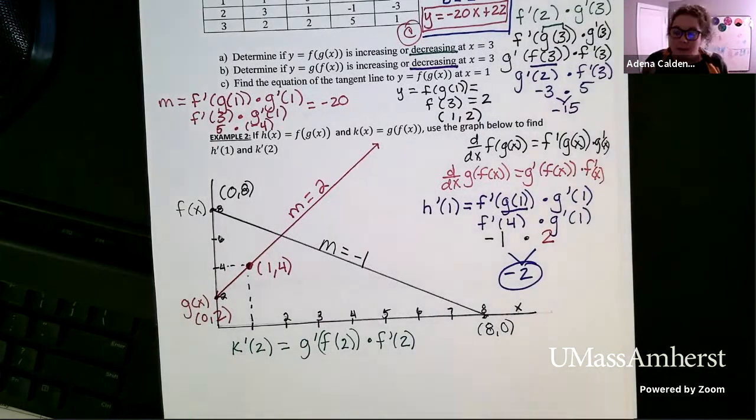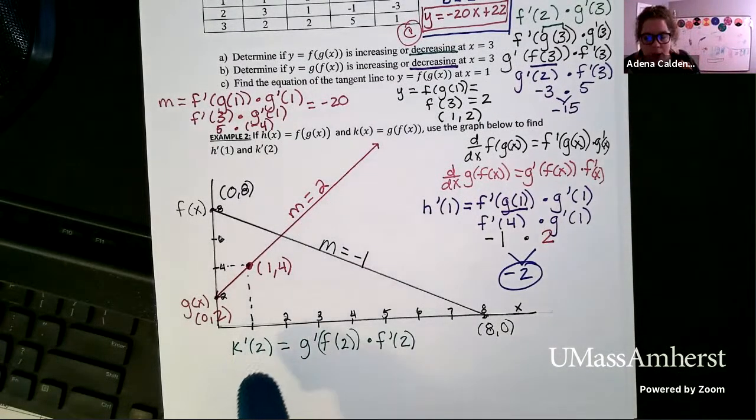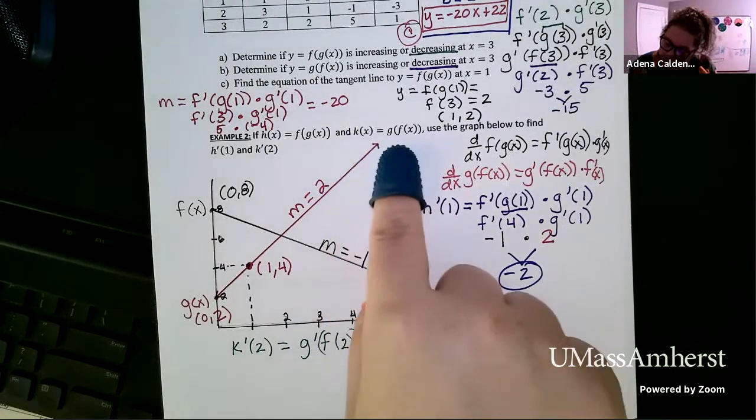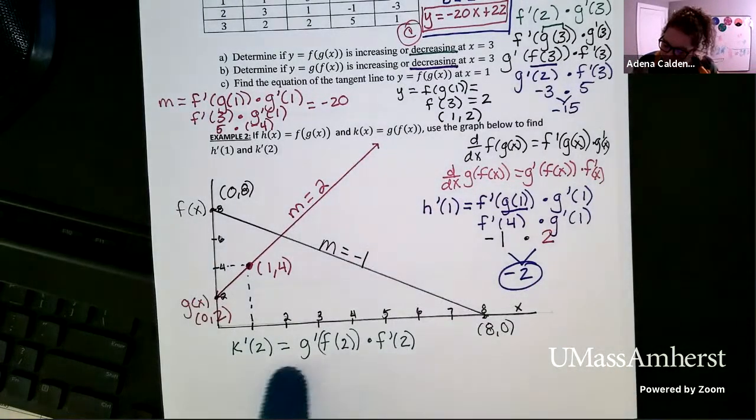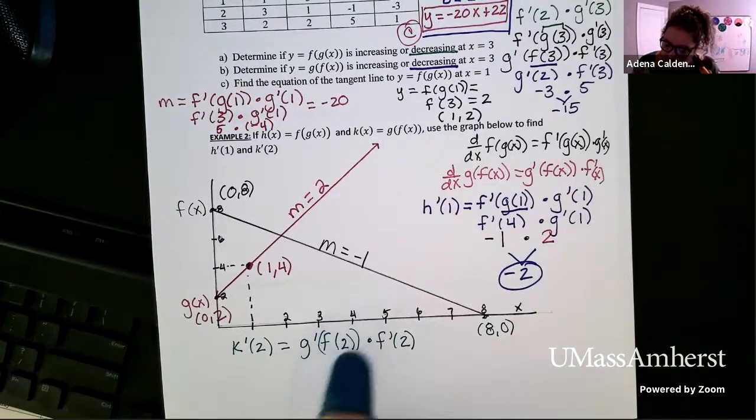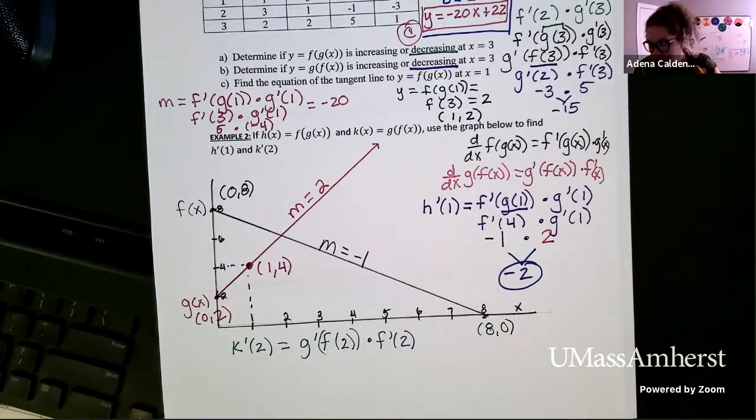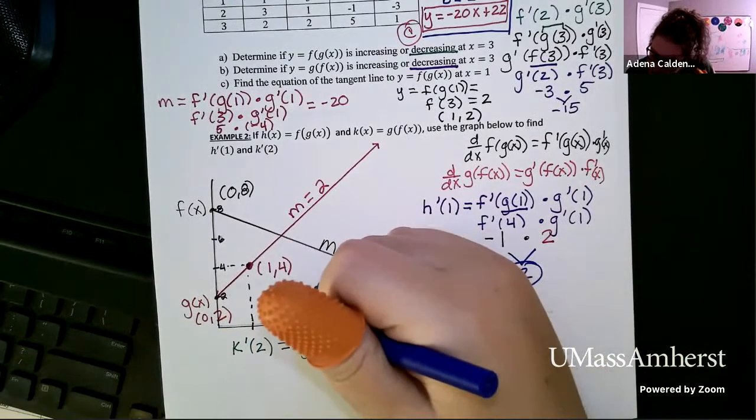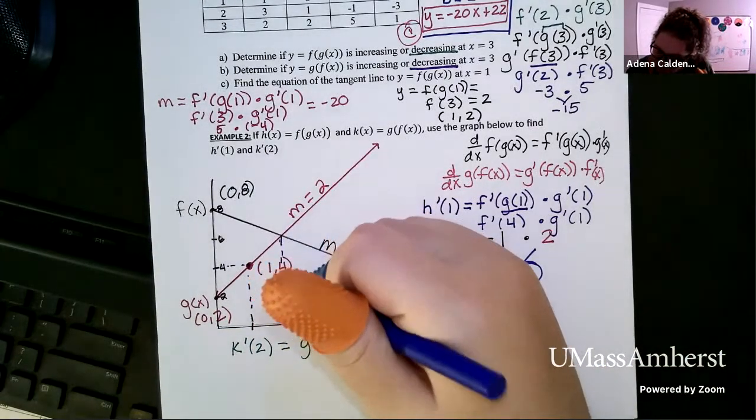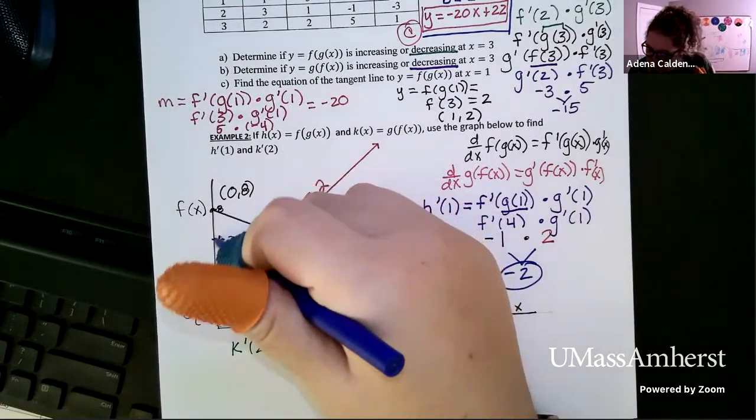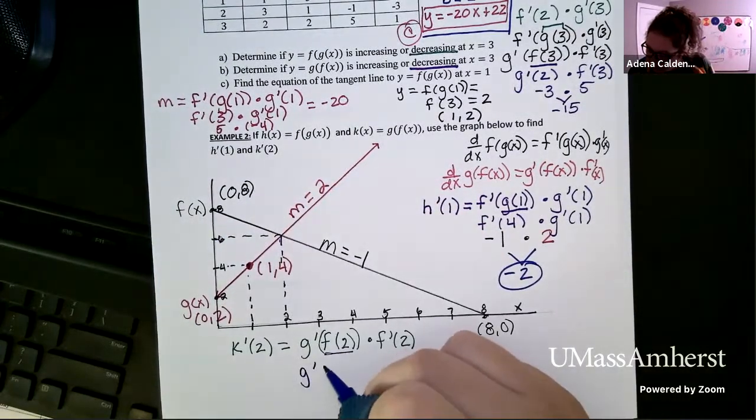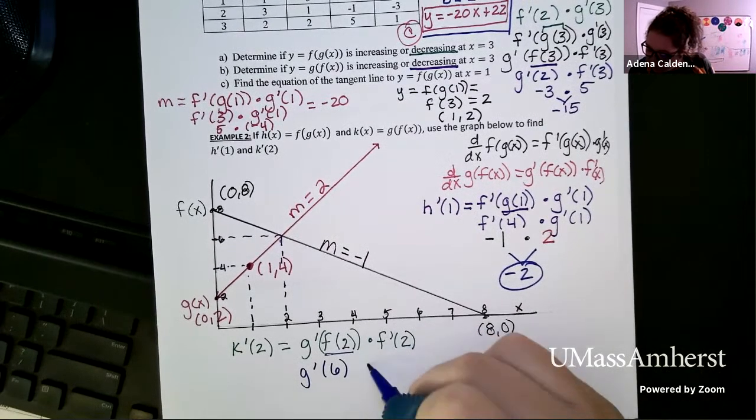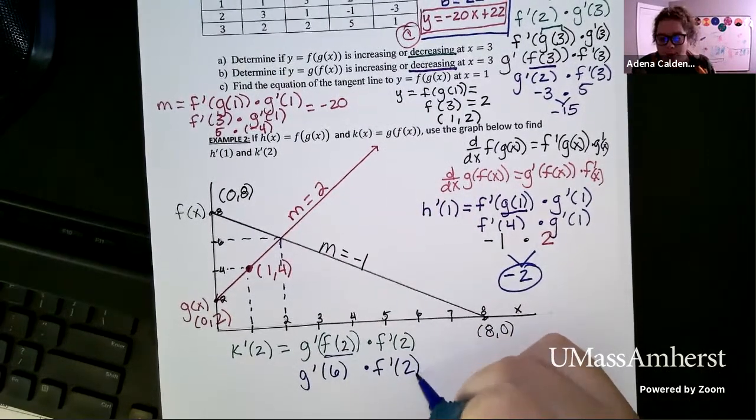Okay. Now, similarly, if we want to find k prime of 2, we're going to have g of f of x. So then we set it up. So we have the derivative of the outside, inside stays the same, times the derivative of the inside, all at the value 2. So we start by finding the value of f of 2, right, this inner function. So f of 2, so remember f is this black line. So we go up here. So that gives us a value of 6. So we have g prime of 6 times f prime of 2.